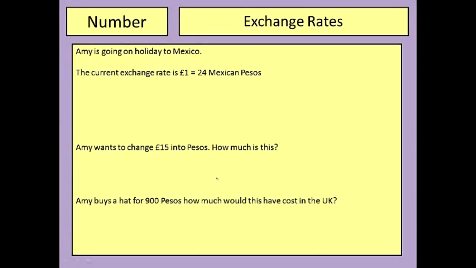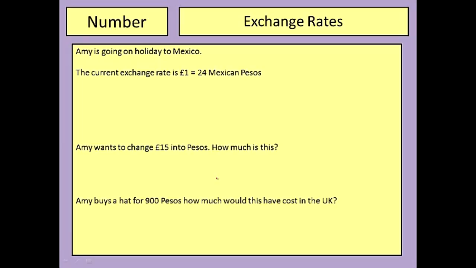In this video we're going to have a look at exchange rates. These are a really popular GCSE topic and can show up on both tiers of paper, so it's really important we make sure we know how to do these. They're not particularly difficult, just can be a little bit fiddly. So let's have a look at an example.